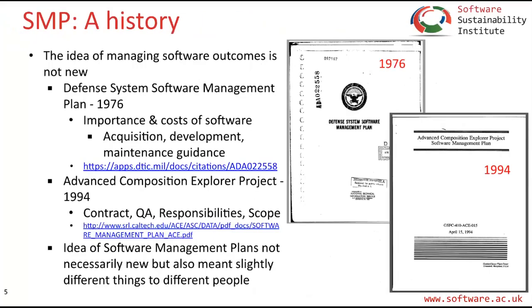Okay, the idea of managing software outcomes isn't new. In 1976, there was the Defense Systems Software Management Plan, and it really covered the importance and costs of software, how software was acquired, how it was developed, and how it was maintained.